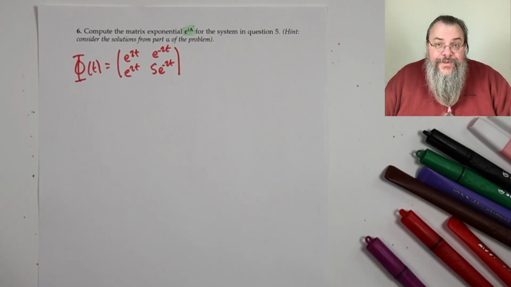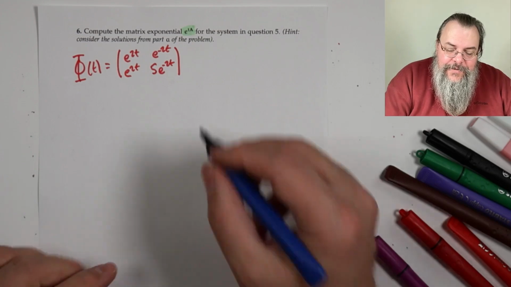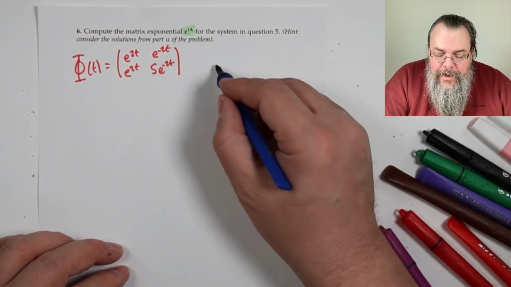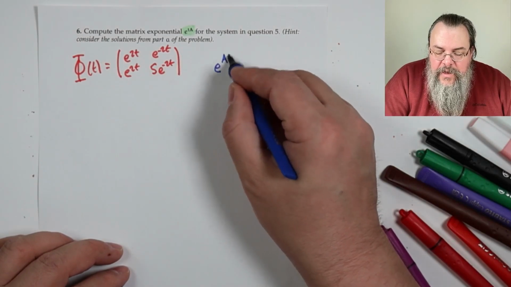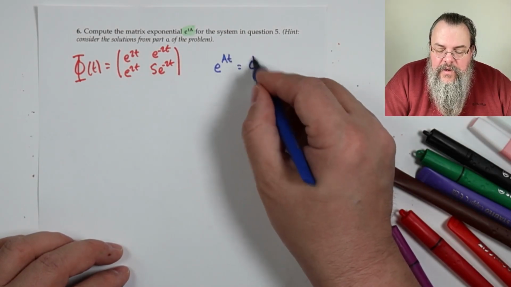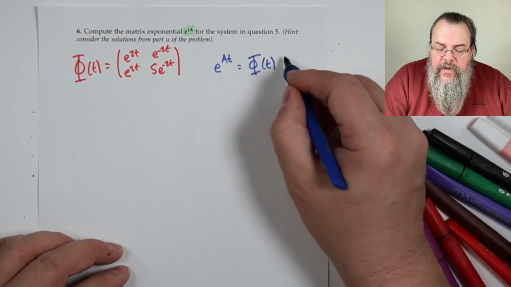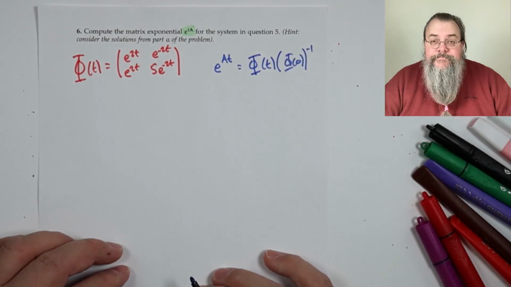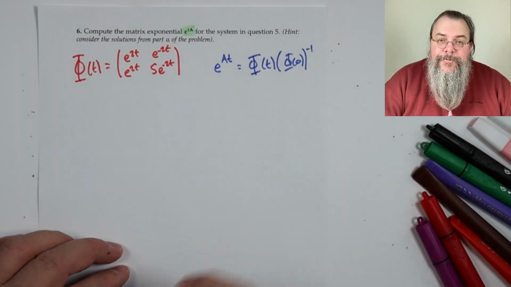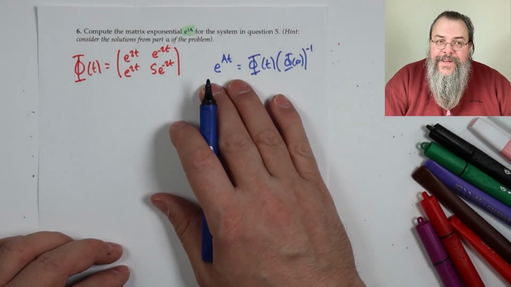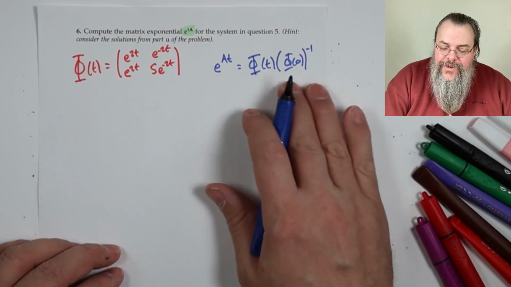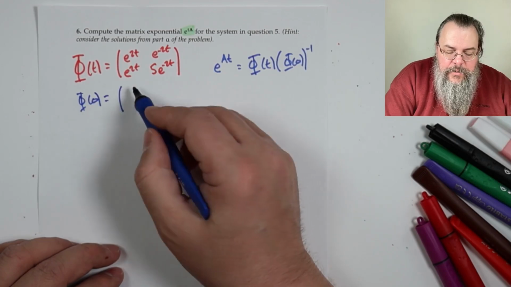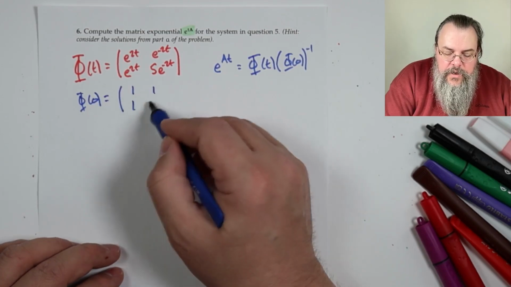Well, the good news is there's a formula for it. If you look up on the equation sheet, I think the equation sheet might have e to the At, but the punchline is, if you have a fundamental matrix, you take that fundamental matrix and multiply it by phi of 0 inverse. And that gives you e to the tA. We have phi of t, so let's find phi of 0. We plug in t equals 0, we get 1, 1, 1, 5.